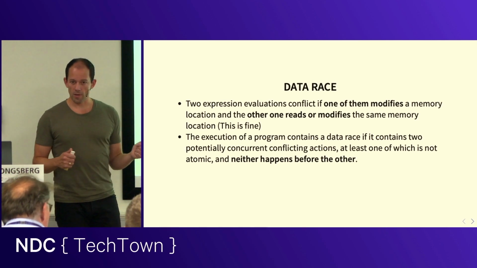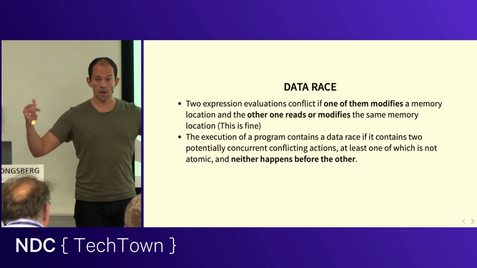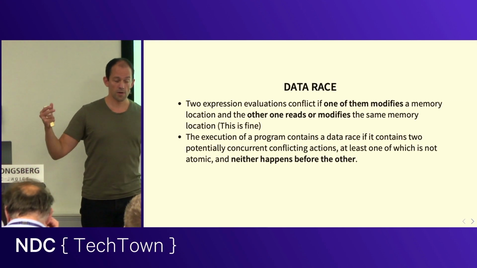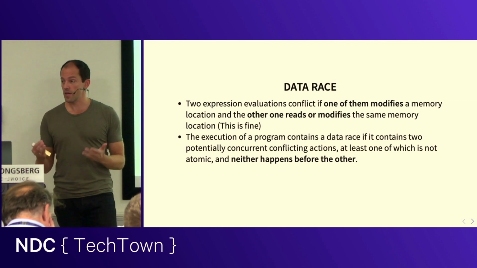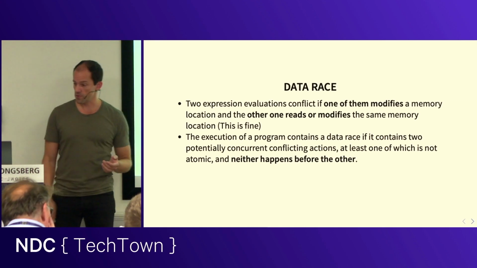So data is not atomic, and there's conflicting operations on different threads, on concurrent threads. So it must happen before. That's the only way that the data access is safe, is if it happens before the other.